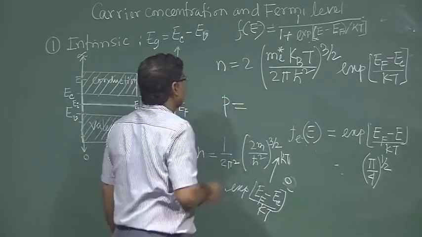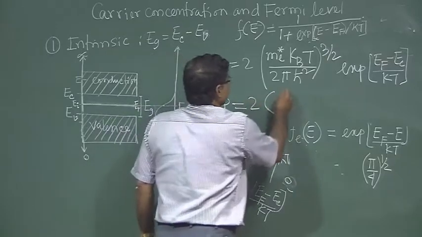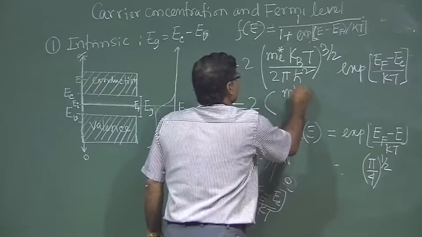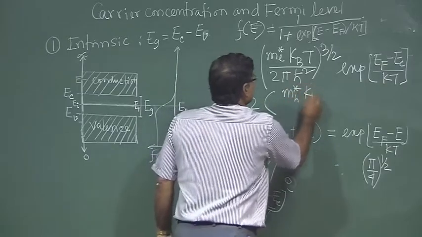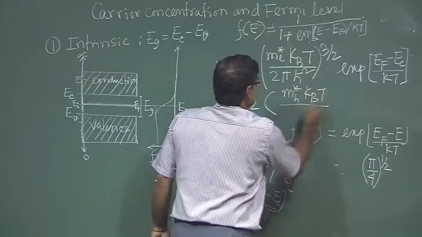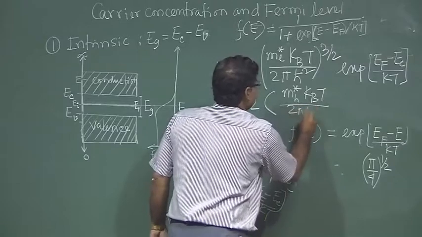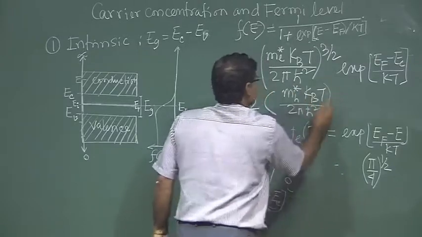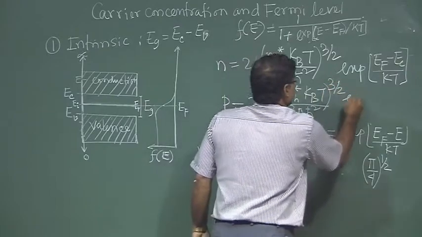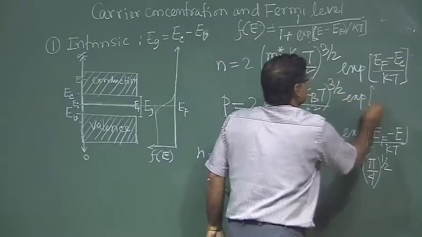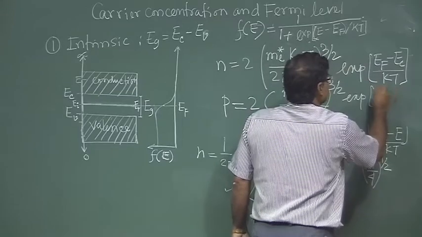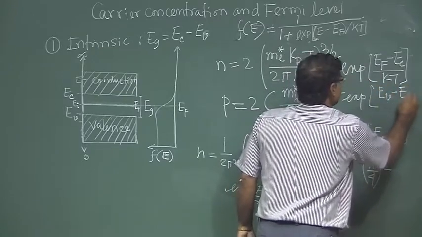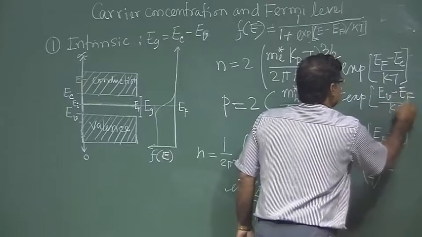Similarly, if you calculate for p, you will get 2 times (mh effective mass kBT by 2 pi h cross square) to the 3 by 2, exponential (EV minus EF) by kT.